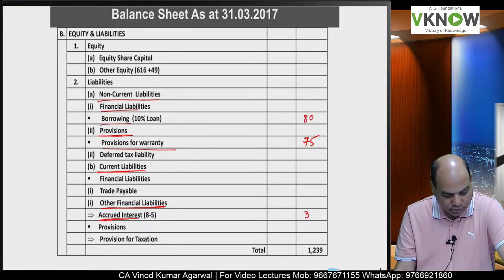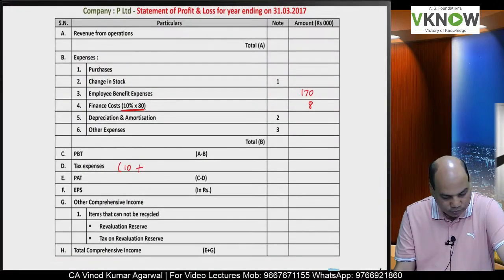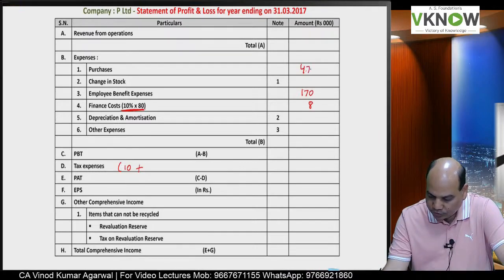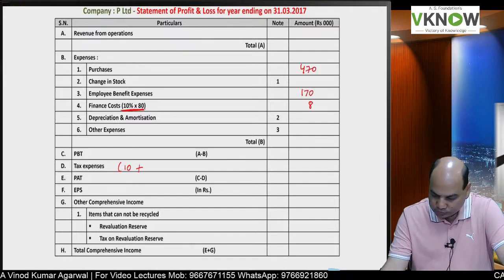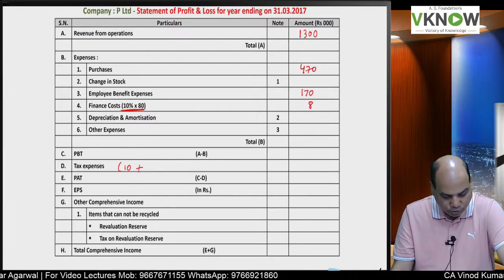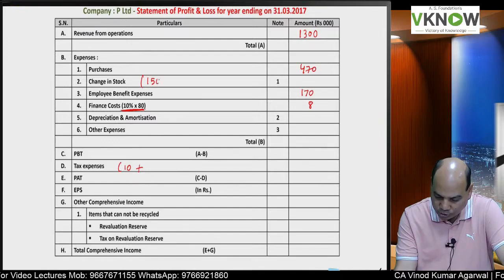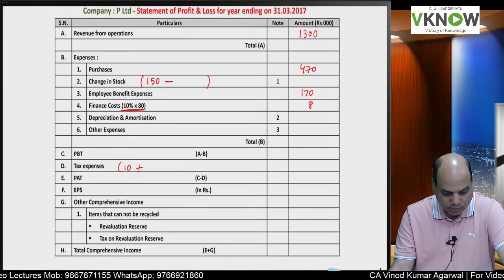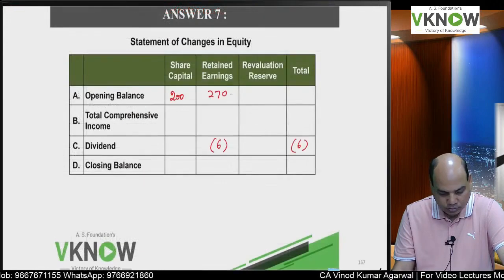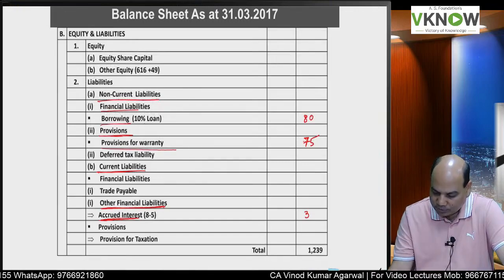Then purchase and sales will come in SOPL. Purchase is how much? 470. Sales, revenue from operation 1300. Inventory opening is 150. You come to this change in stock, right here, 150 opening stock minus, I'll come back to this. Then trade payable 60, where current liabilities, financial liabilities, trade payable 60.